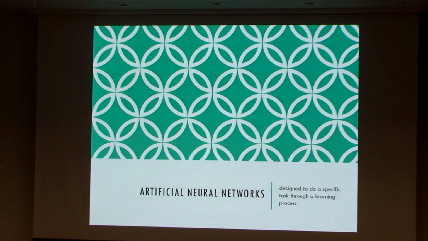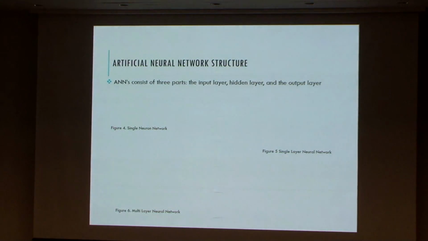For this work, I used artificial neural networks. Artificial neural networks are designed to do a specific task through a learning process by providing the input and the output data. The ANN finds the relation between the input and the output data. Artificial neural networks, or ANN, consist of three parts: input layer, hidden layer, and output layer. This figure shows a simple diagram of an artificial neural network which has only one neuron.